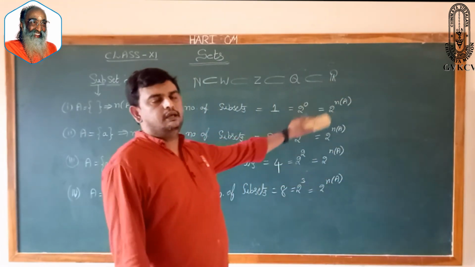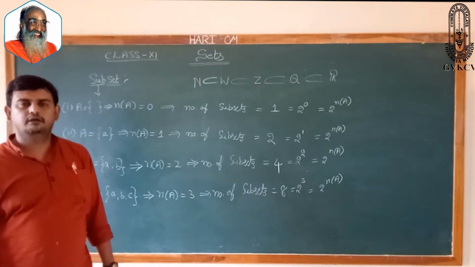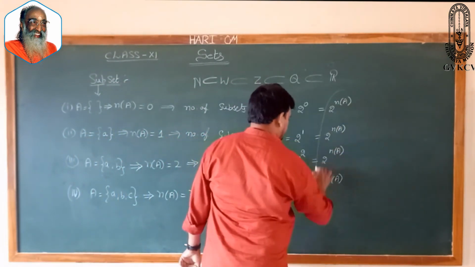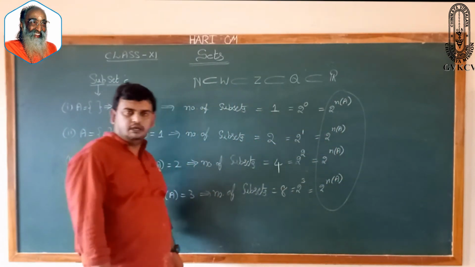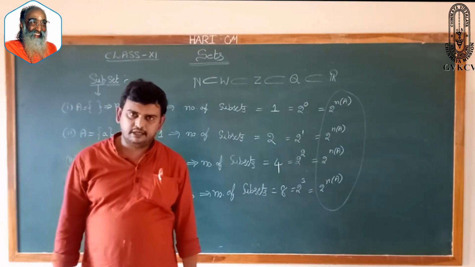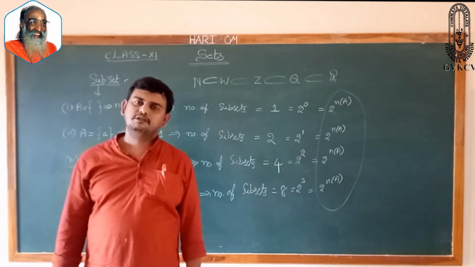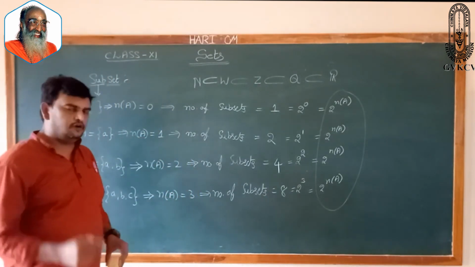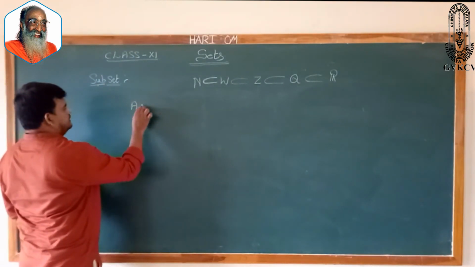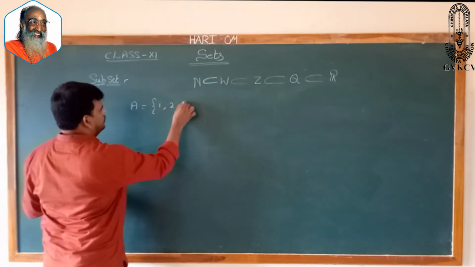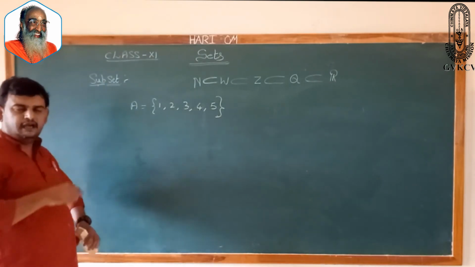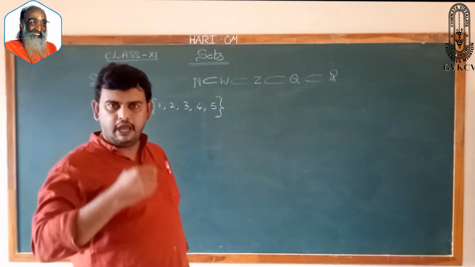So finally we have a formula for number of subsets. What is the formula for number of subsets? 2 power n of A means 2 power number of elements in the given set gives us the number of subsets. Now using this formula, let us see one example. Now set A is having elements 1, 2, 3, 4 and 5.